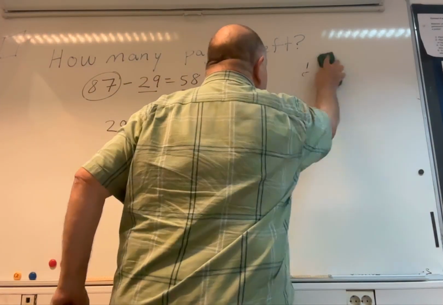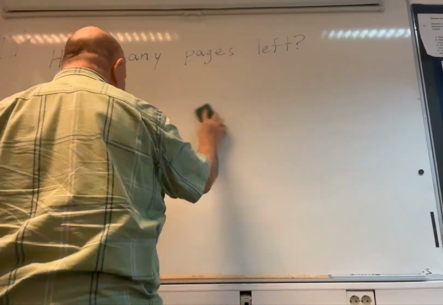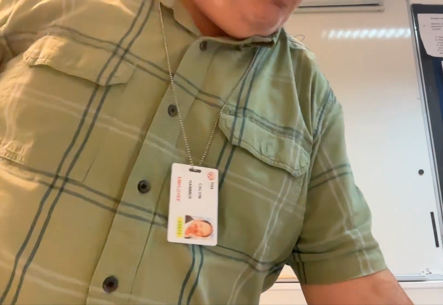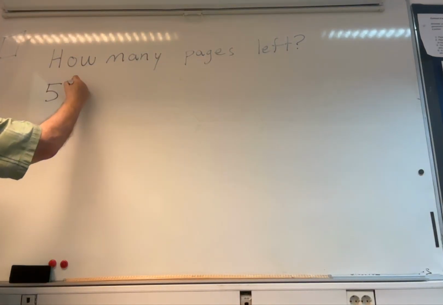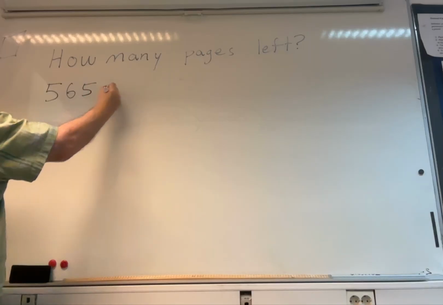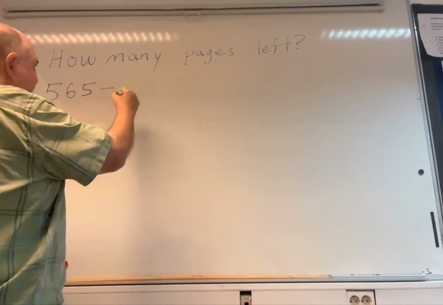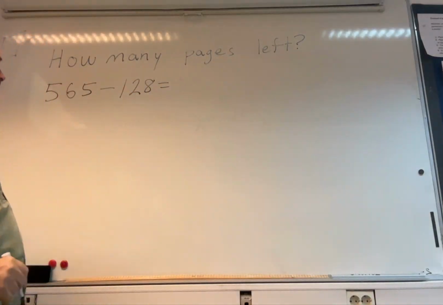I think I'll need to erase this to get this out of the way. Okay, let's try a little larger number now. This one is 565 pages. Now, I don't usually read books that long to my students, but sometimes I do if I'm going to read it for the whole year. Minus 128 we have already read. How many do we have left?